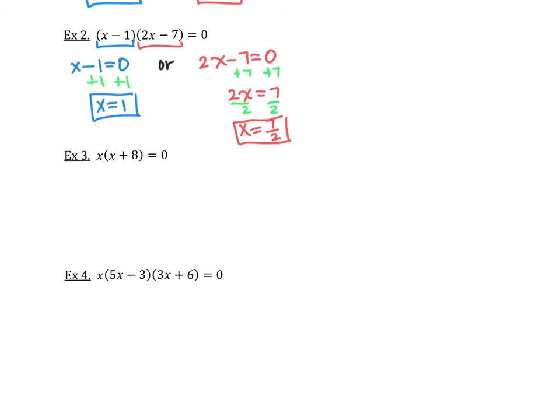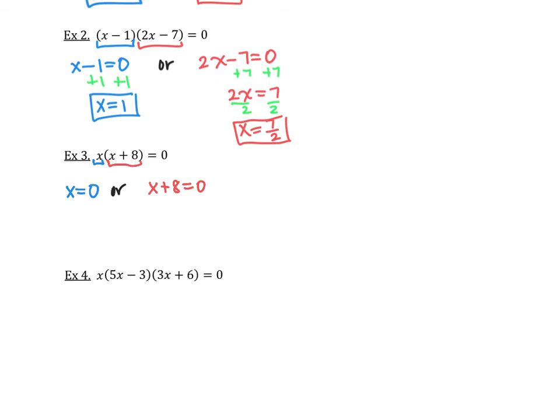Okay, so for example 3, this is also in factored form. It says x times x plus 8 is equal to 0. Because it's equal to 0, it must be true that either this is equal to 0 or else the other factor is equal to 0. And I do show my work because sometimes eventually these will get harder than this.